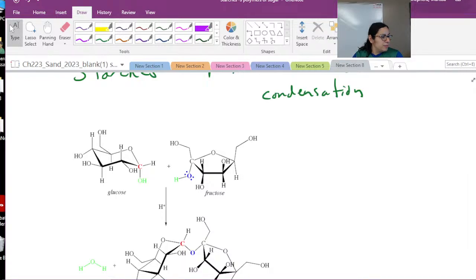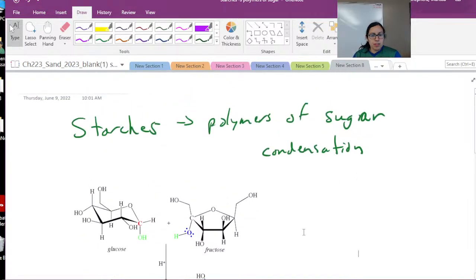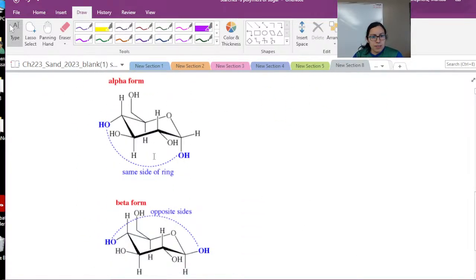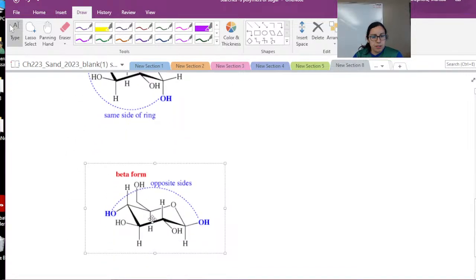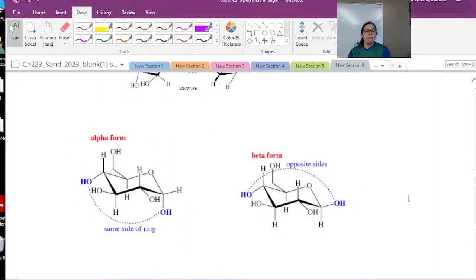And so then we have our two different forms here of our sugar. And so it's just looking at how they add. So our alpha form, let's put this side by side. So now we're looking at alpha versus beta. And so we're looking at these OHs. In the alpha form, they're on the same side of the ring, so both pointed down. And then in the beta form, they're on opposite sides. So this one's pointing down. This one is pointing up.